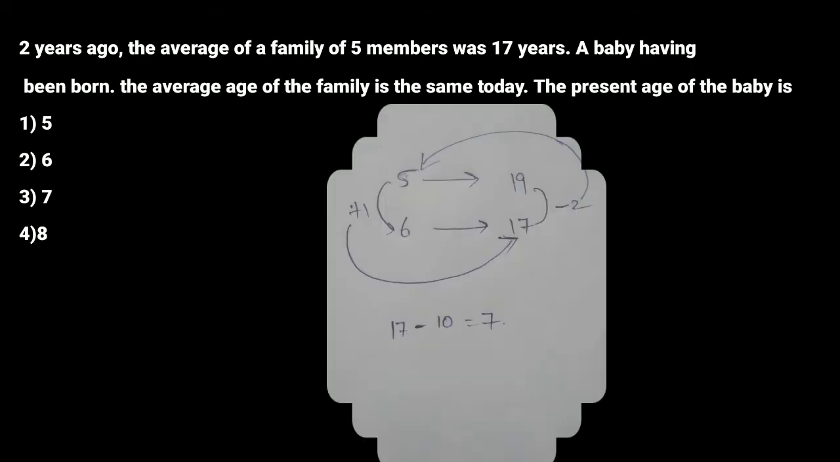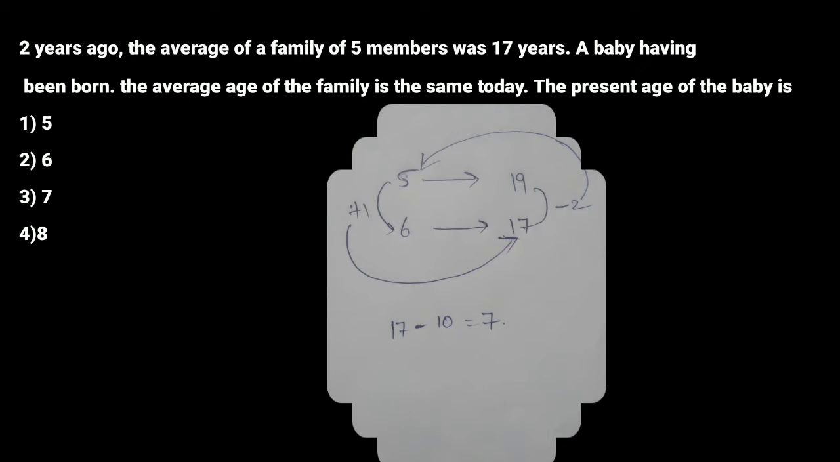In a family, the average age of 5 members is 17 years. At present, the average age is 17 plus 2, because 2 years ago it was 17, but at present it is 19 years. When a new baby is born in the family, the total number is 6. Now we can see in the question, the average age of the family is the same today. So it means that even though the baby was born, the average did not change. So the average is 17.